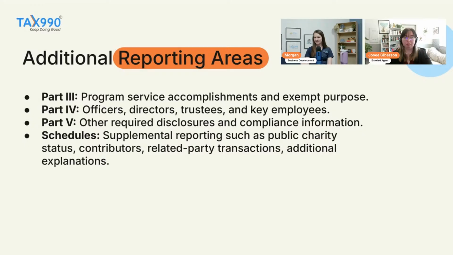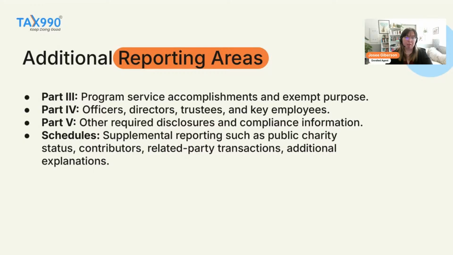Perfect. All right. Well, we are going to continue. So the program service accomplishments and exempt purpose. This is your way of showing off how much your organization does. And it's a great way to show the IRS that you're fulfilling your organizational purpose, and a great way to show the donors the cause that you're supporting. Your officers, directors, trustees, and key employees show who's in charge of your decision making and who's most highly compensated among your employees.